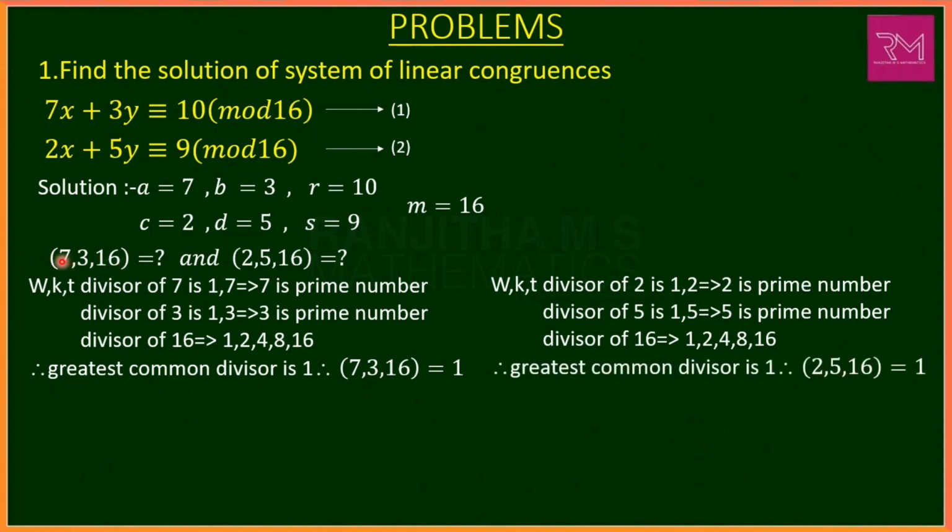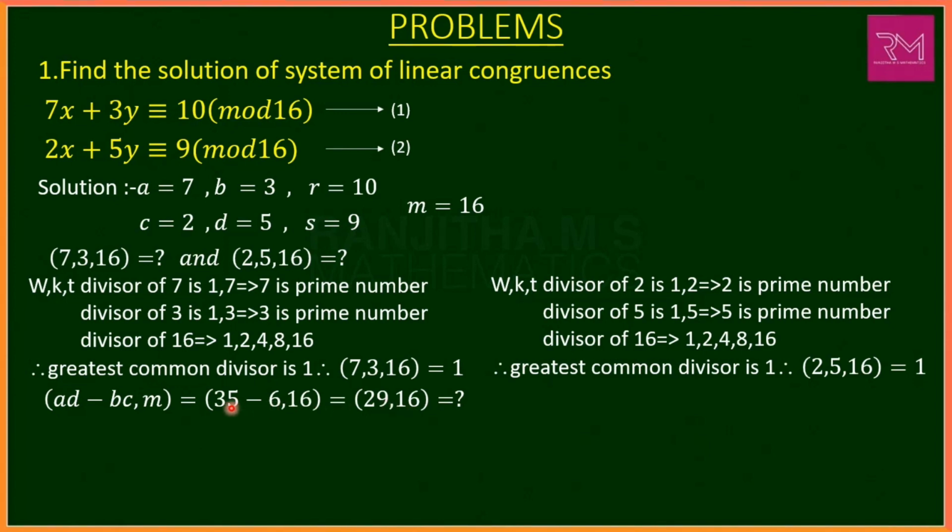Here we have verified that the GCD of 7, 3, 16 is 1 and also the GCD of 2, 5, 16 is equal to 1. Also, we have to verify the condition that the GCD of AD minus BC, m must be equal to 1. So, we have to take the multiplication of A and D minus the multiplication of B and C. We know that A is 7, B is 3, C is 2 and D is 5. Therefore, AD minus BC is A is 7, D is 5, 7 into 5 is 35, minus B into C. B is 3 and C is 2, 3 into 2 is 6. That is 35 minus 6, and m is 16.